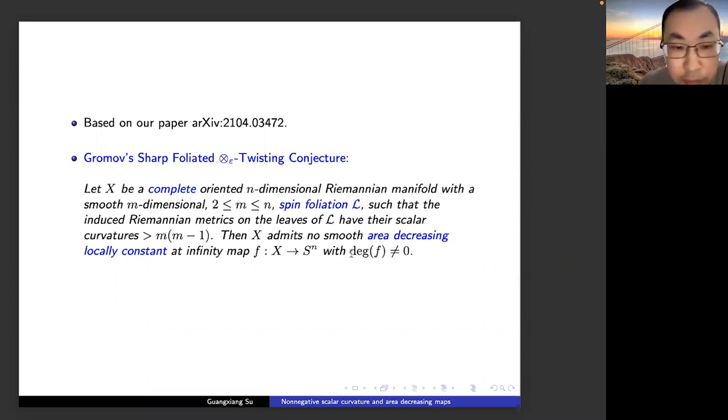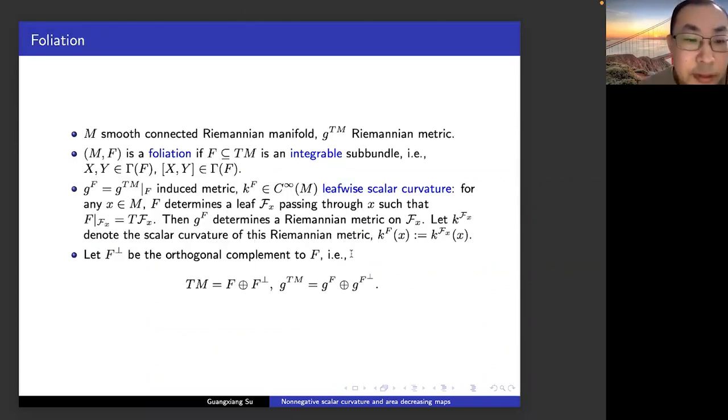So I first recall the definition of foliation. Let M be a smooth connected manifold and g^TM be a Riemannian metric. A foliation is an integrable subbundle F. That is, if X, Y are smooth sections of F, then the Lie bracket of X and Y is also a smooth section of F. The Riemannian metric induces a metric on the foliation.